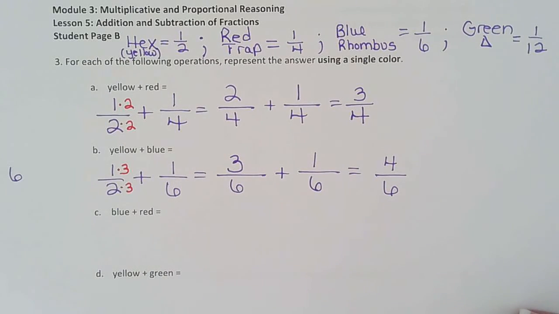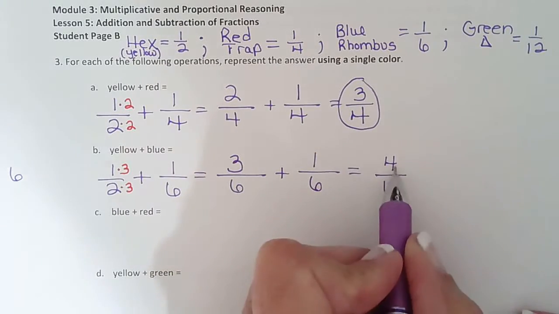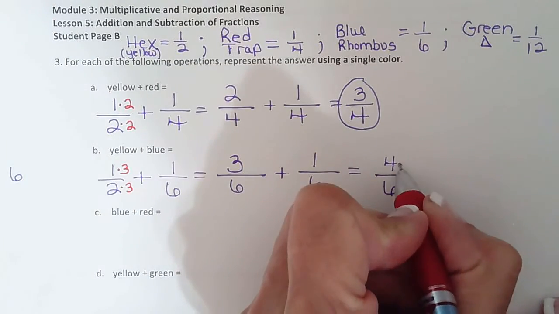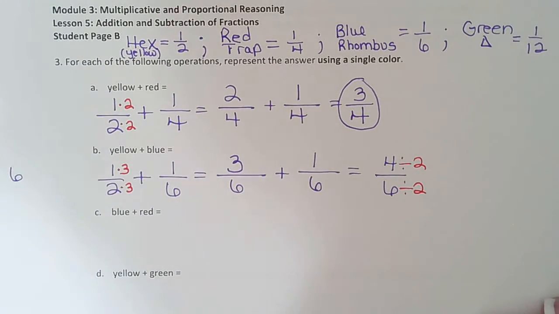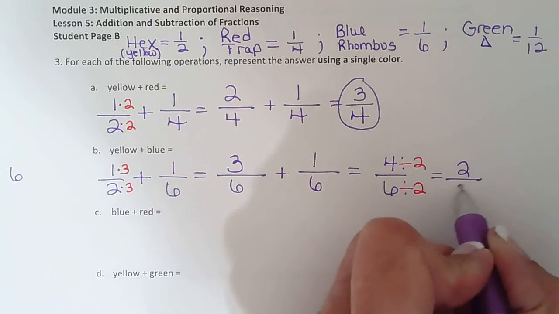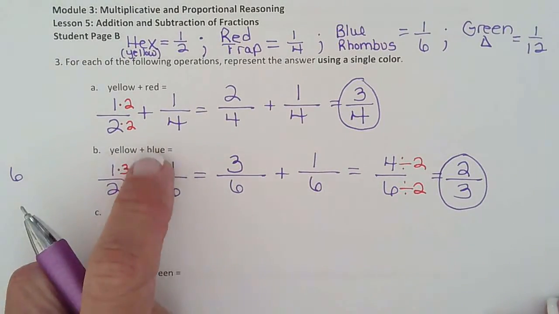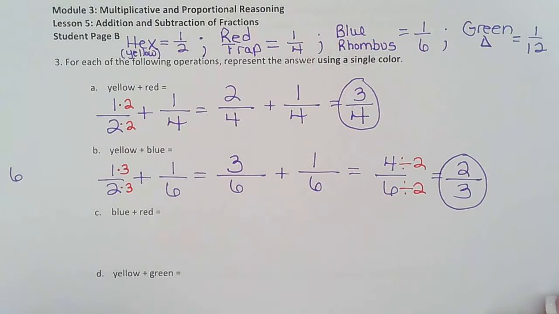Are we done? Nope, because look at how they're both even numbers. Whenever they're both even numbers, that means 2 goes into them, and this fraction can be simplified. So 4 divided by 2 is 2. 6 divided by 2 is 3. So the hexagon plus the rhombus equals 2/3 of the double hex.